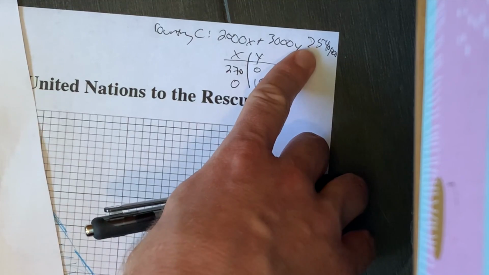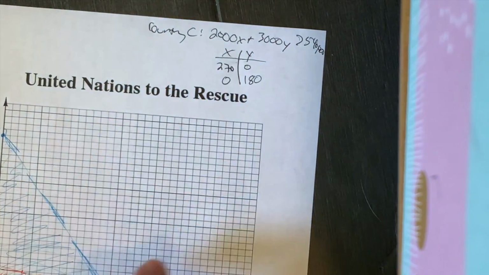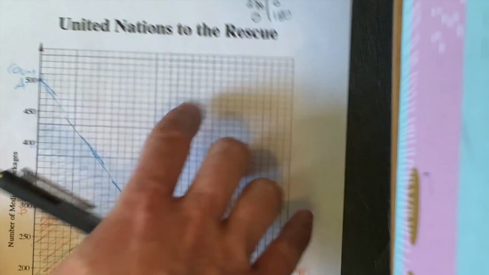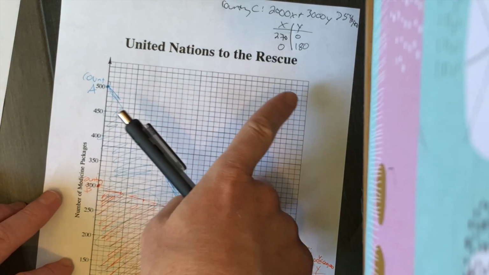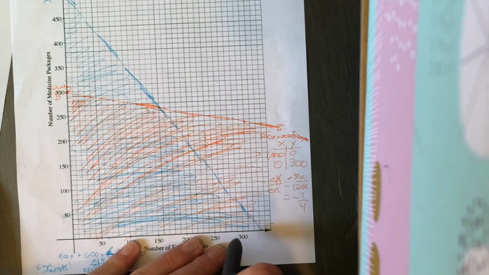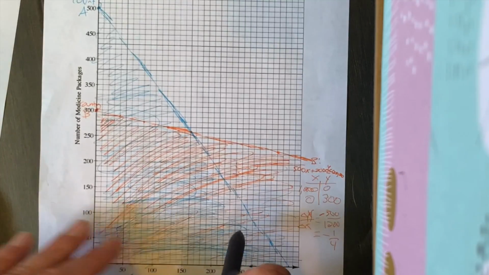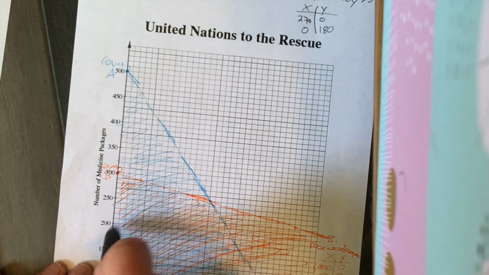Medicine packages is the minimum, right? The minimum they want to create. So remember, this is a greater than. So we're going to shade above this constraint line, and so that's why these intercepts are a little bit smaller here, or at least this one's a lot smaller, the x-intercept. So 270 is our x-intercept. Let me go down to this here, and then the y-intercept is up here at 180, and there we go. Graph it on out.